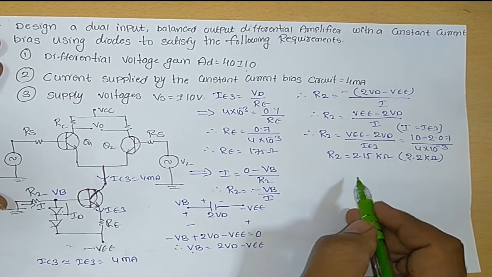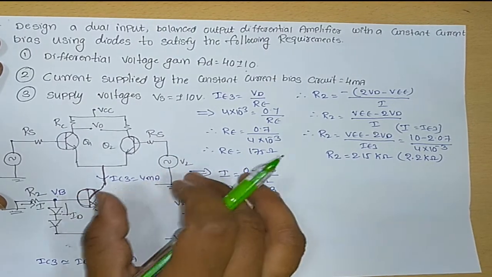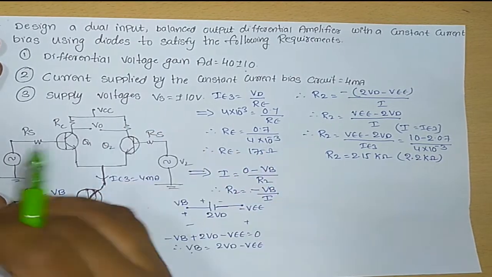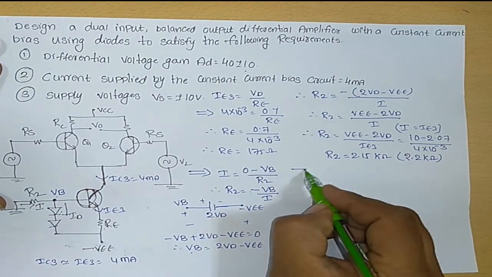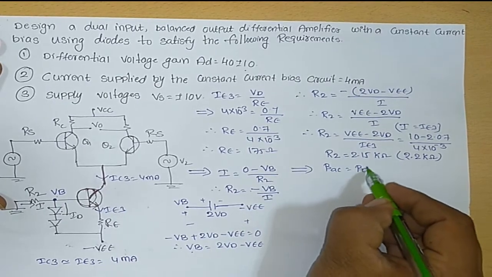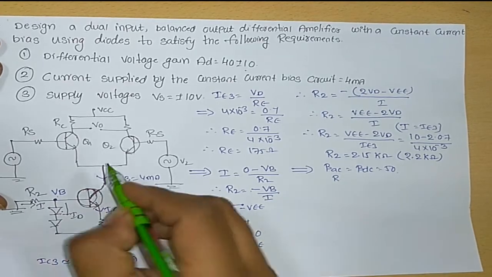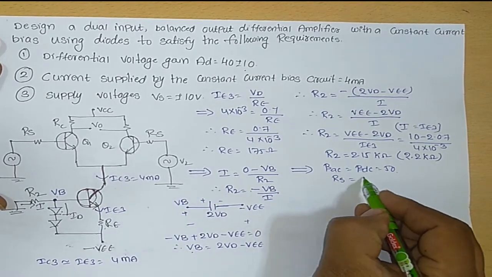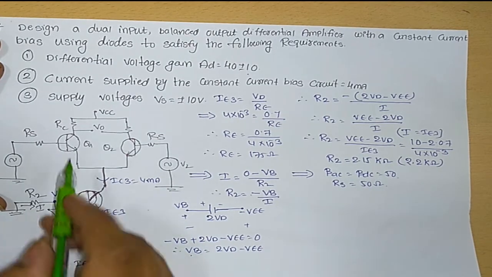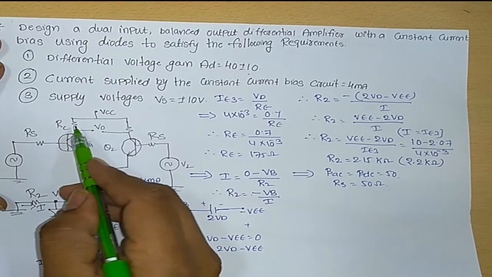Okay, and we know that in this dual input balanced output differential amplifier, the Q1 transistor and the Q2 transistor are identical to each other. We consider beta AC equal to beta DC equal to 50. Therefore, the source resistance RS equals 50 ohms. Next we estimate the collector resistance RC. How to estimate the collector resistance RC?